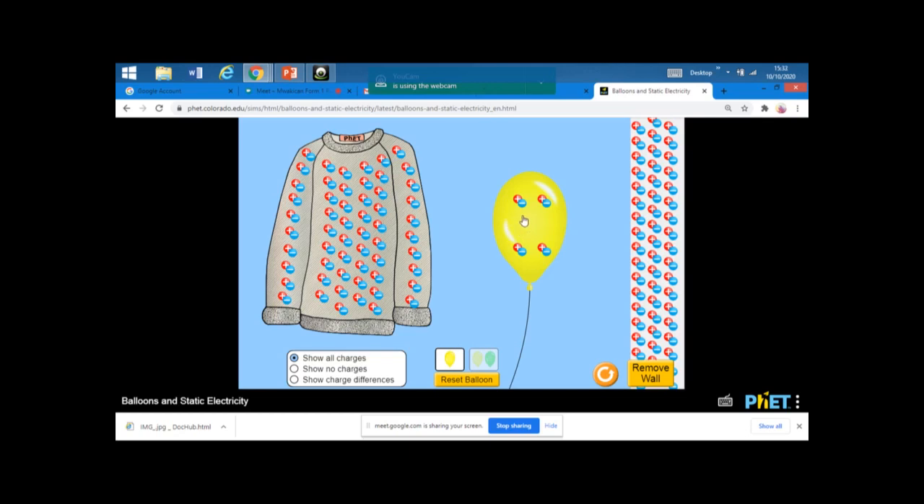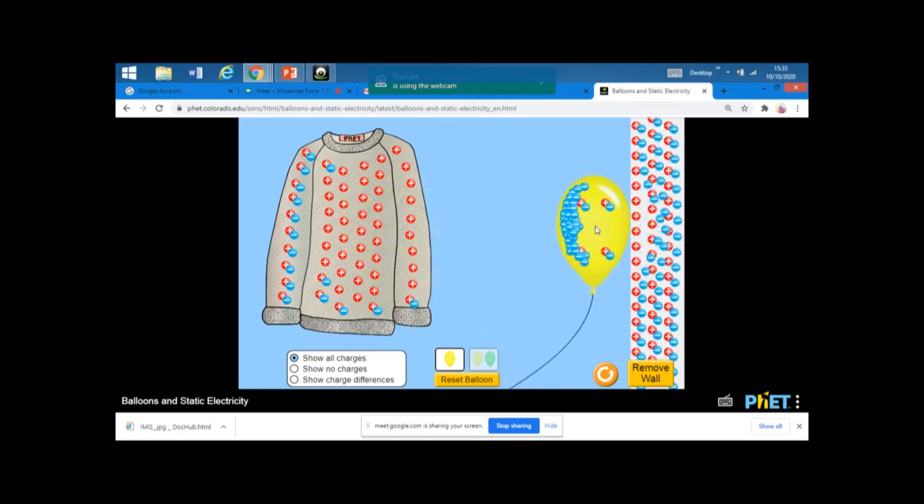So look at what happens when I rub this balloon against this sweater. What do you notice? The negative charges from the sweater are attached to the balloon. Excellent. Then look at the behavior of this balloon when I bring it close to the wall.